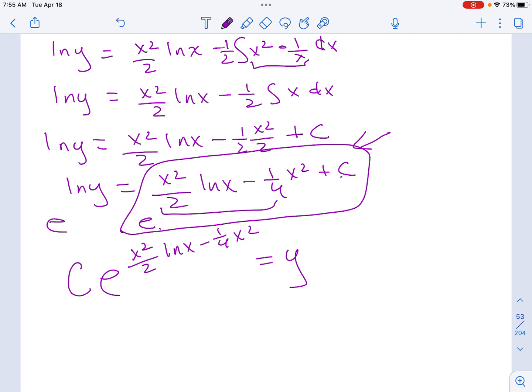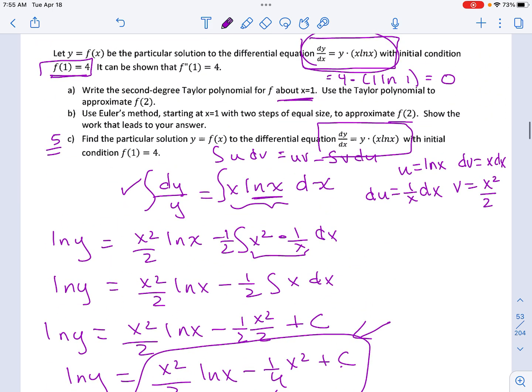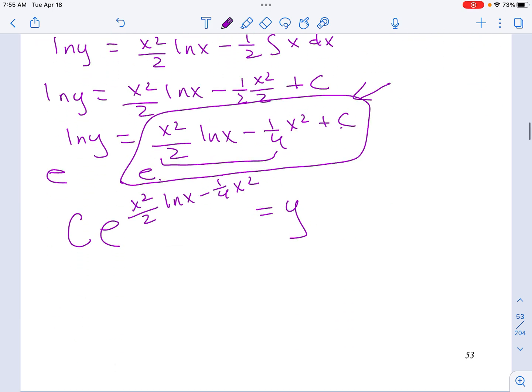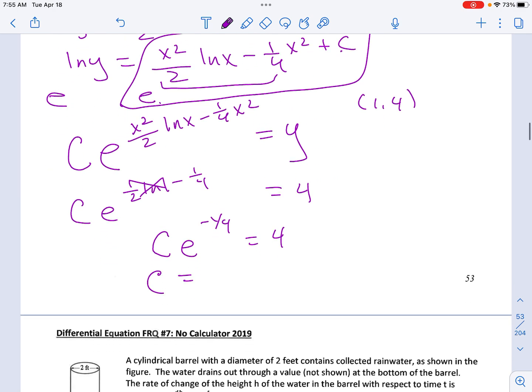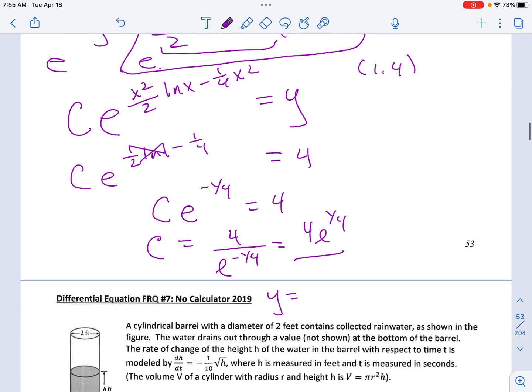And the last thing you always want to do is plug in the point that they gave you. The point that they gave me was (1, 4). So I'm going to plug in 4 for y, plug in 1 for x. This is 0, so really I have C e to the negative 1/4 equals 4. So C is 4 divided by e to the negative 1/4, or you can write it like this, doesn't matter. So I'm going to take this and plug it into my C and write my final answer: 4 e to the 1/4 e to the x squared over 2 ln of x minus 1/4 x squared.